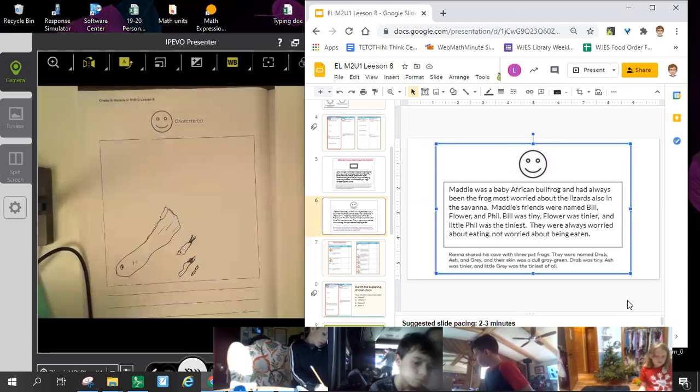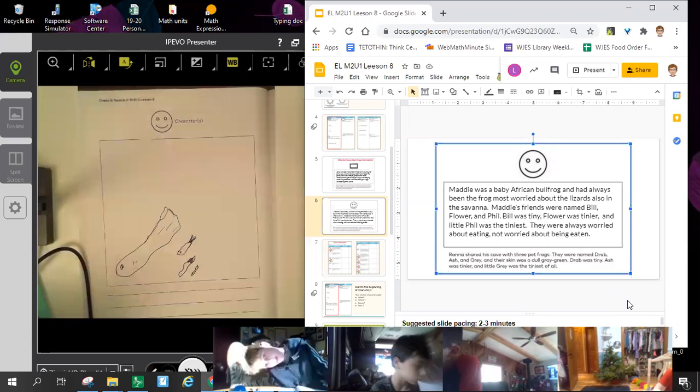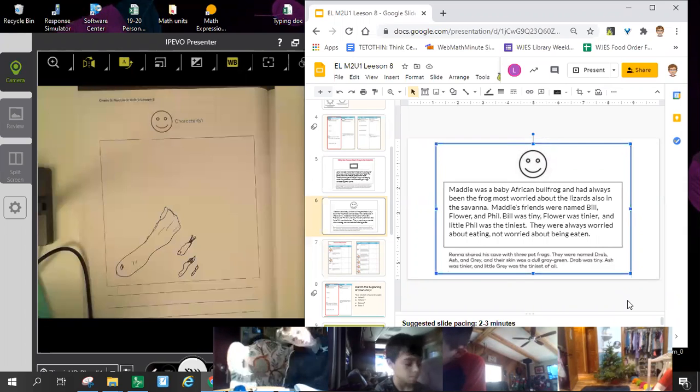So here's our story that we wrote together. Maddie was a baby African bullfrog and had always been the frog most worried about the lizards also in the savannah. Maddie's friends were named Bill, Flower, and Phil. Bill was tiny, Flower was tinier, and little Phil was the tiniest. They were always worried about eating, not worried about being eaten. Okay, so there's our three sentences again.